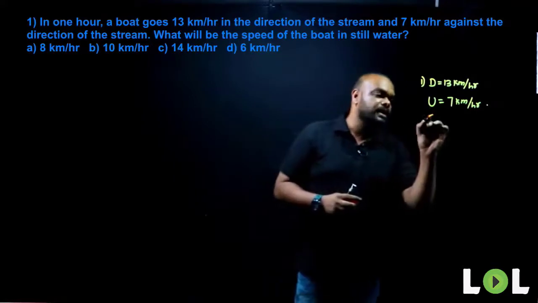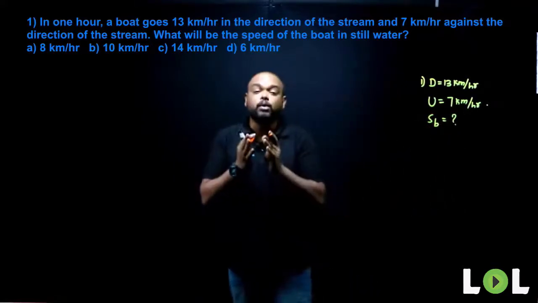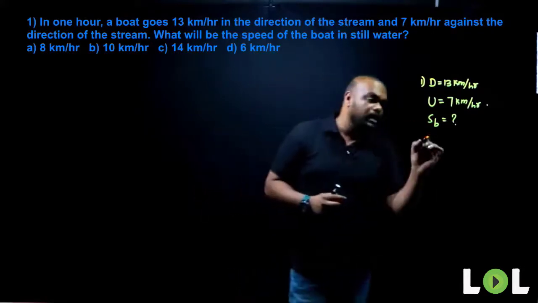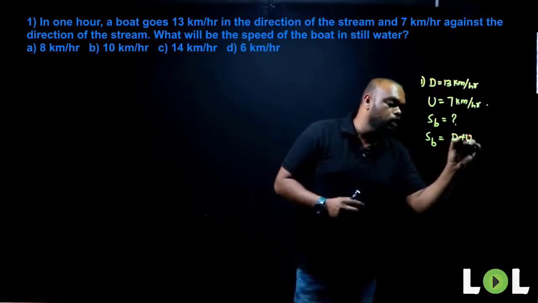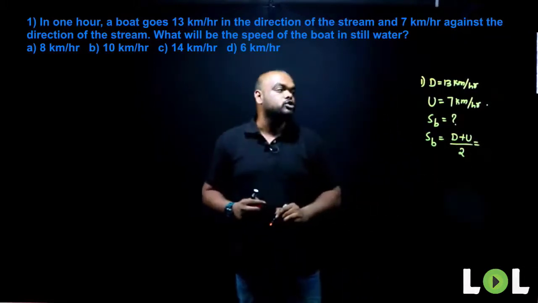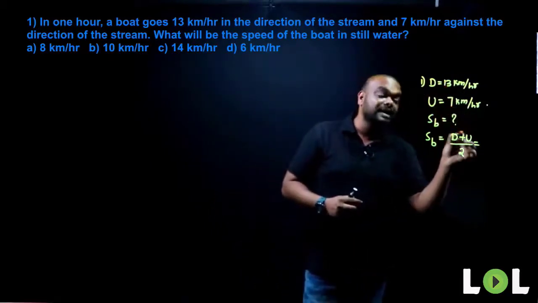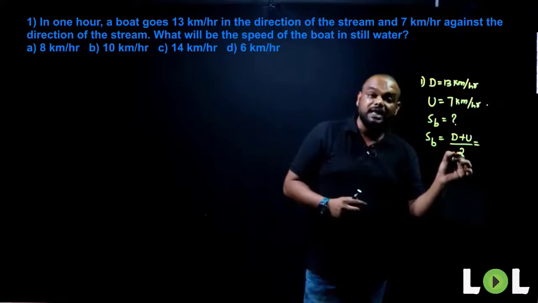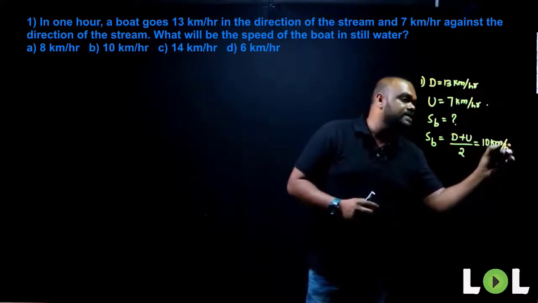So what is he asking? SB. Direct question, very simple. SB means speed of a boat in still water. And we know SB is equal to (D plus U) divided by 2. Just now we have solved that. What is D value? 13. U value 7. 13 plus 7, 20. 20 by 2 will give us 10 kilometer per hour. Very simple question.